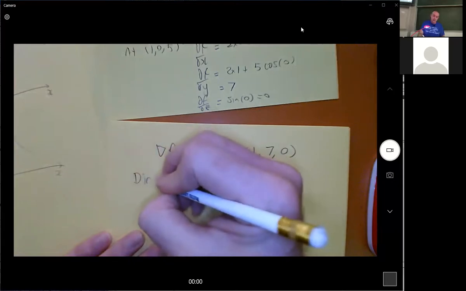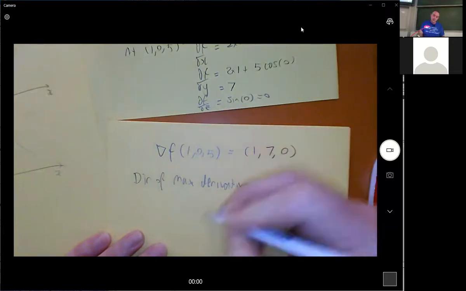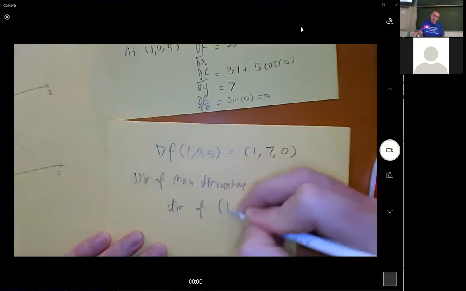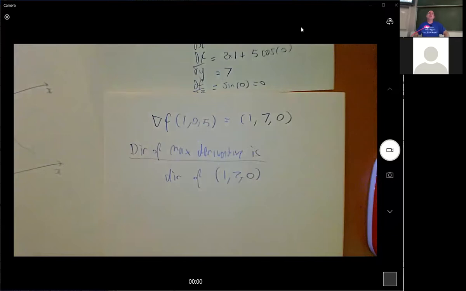So the direction of maximum derivative is the direction of (1, 7, 0). That's the answer. I need to go in that direction, 1 in the x and 7 in the y and 0 in the z, and that will be the direction to go to make the value of f change the fastest. That was just for that specific example, the one that I did before, it was vertical. That was just because of that specific function happened to produce that answer.